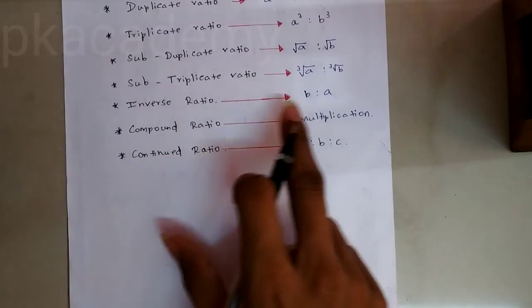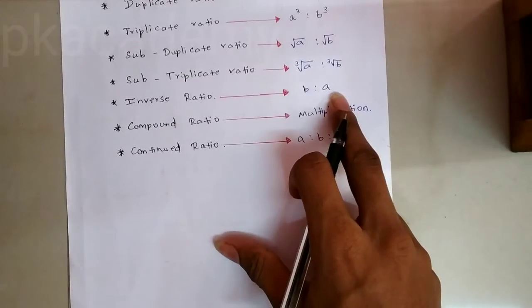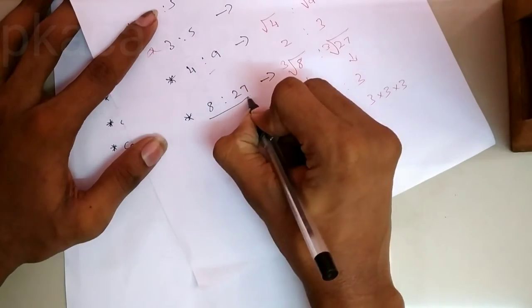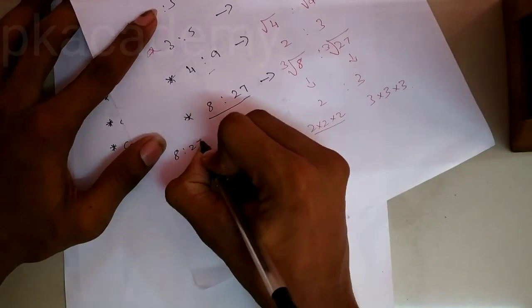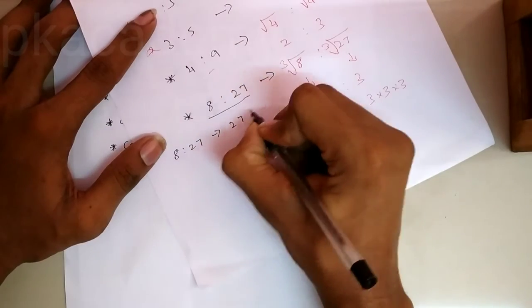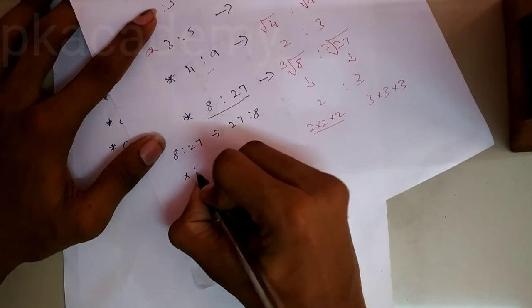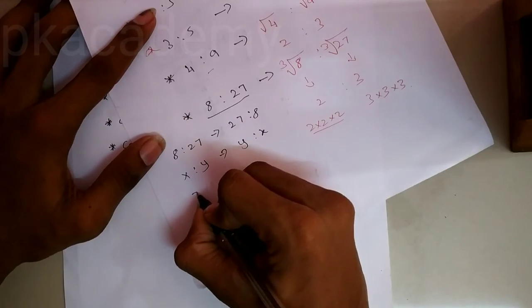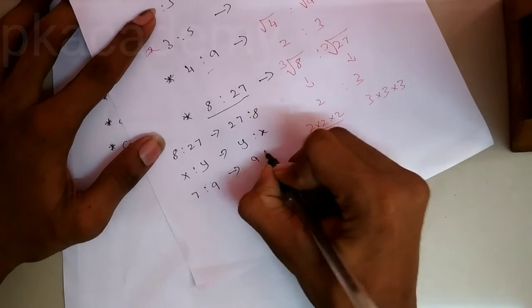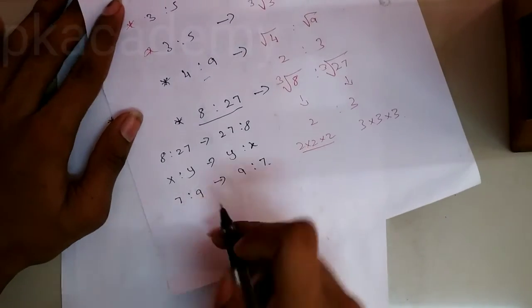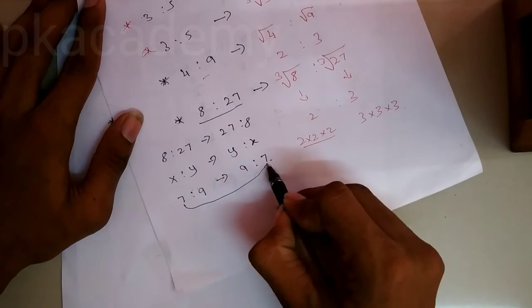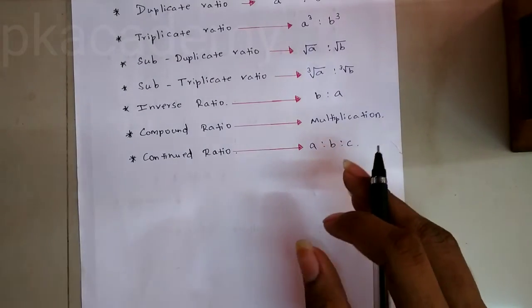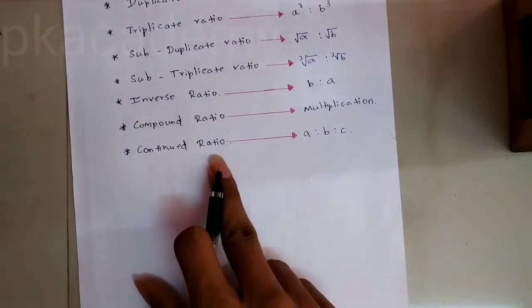And then the next is inverse ratio. Inverse ratio is simple. If they give us a is to b, then the inverse ratio of a is to b is equal to b is to a. For example, the inverse ratio of 8 is to 27 is going to be 27 is to 8. The inverse ratio of x is to y is going to be y is to x. The inverse ratio of 7 is to 9 is going to be 9 is to 7. In inverse ratio, the antecedent becomes the consequent and the consequent becomes the antecedent. That's all.